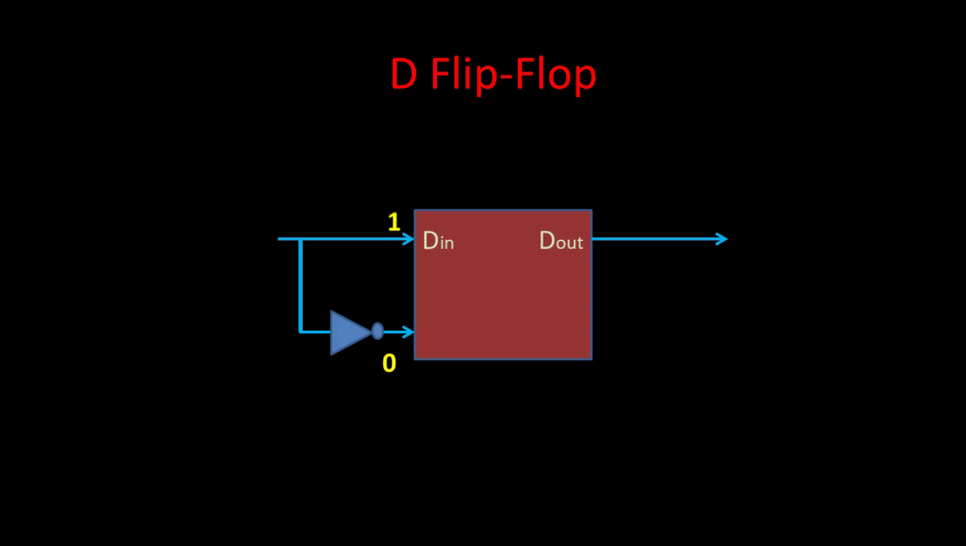So 1 0 is 1. So if we observe the truth table of SR flip-flop, the second and third inputs 0 1 and 1 0 are utilized. So input is 1, output is 1. Now let us verify the working of D flip-flop using the SimulIDE software.